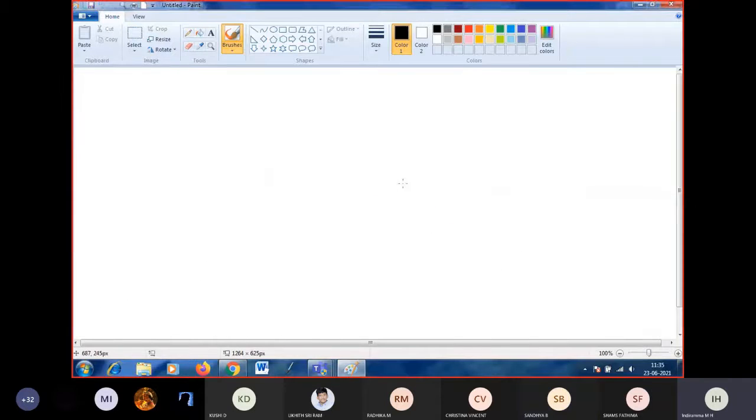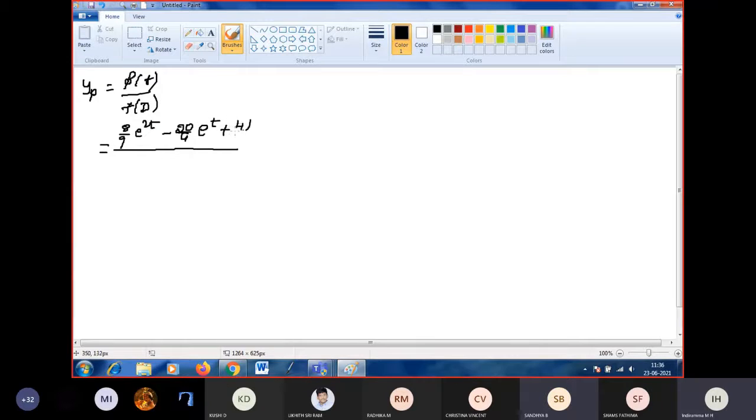Okay, go for yp. What is the yp formula? Phi of t by f of t, where phi of t means the RHS. What is the RHS we have? 8 by 9 e to the power of 2t minus 20 by 9 e to the power of t plus 41 by 9, all divided by f of t.